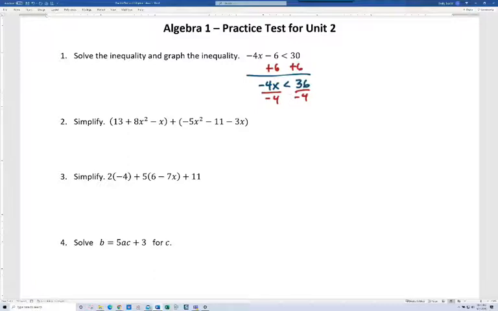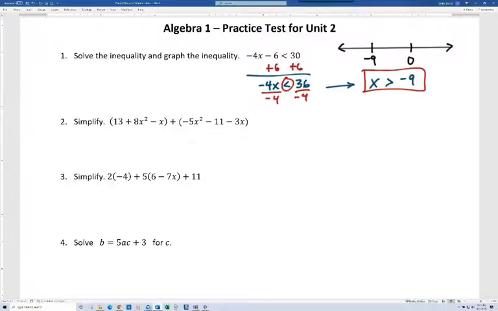And hopefully at this point you're like, oh shoot, I've got to reverse that symbol. I'm dividing by a negative. So I'm hoping that's what you're thinking here. And so we're going to end up with x is greater than -9. And we have to graph this. So here's a number line, and we'll just put -9 and 0 on there. And greater than -9, we're going to shade everything to the right of -9. And we're going to use an open circle here. And so the graph looks like that.